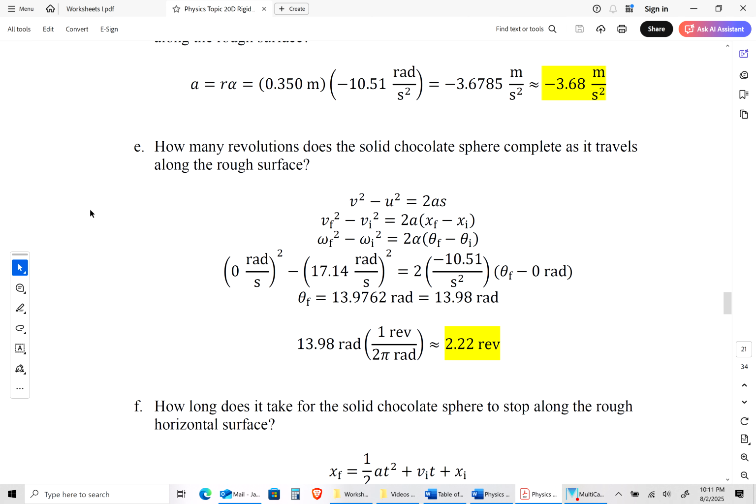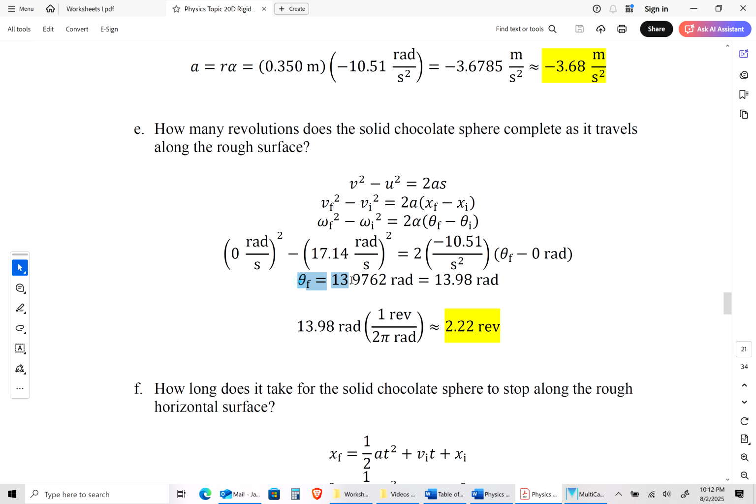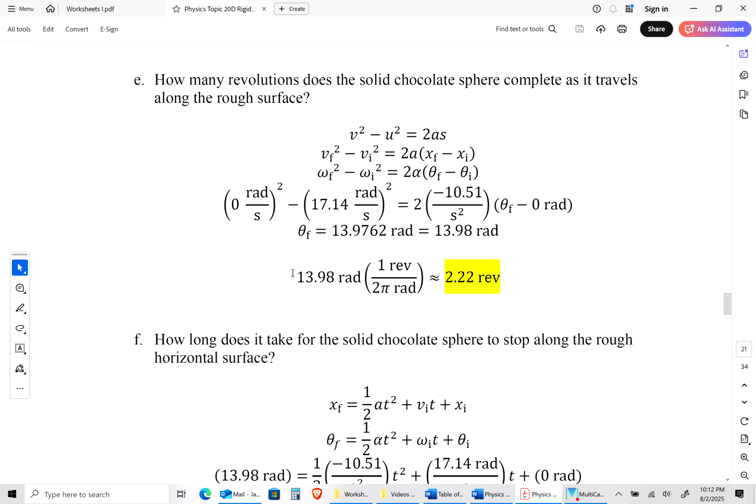Part E, how many revolutions of the solid chocolate sphere complete as it travels along the rough surface? So we're going to take this SUVAT equation, and then we're going to convert it to an angular motion equation and solve for theta final. And then we're going to use a unit conversion to convert it from radians to revolutions.